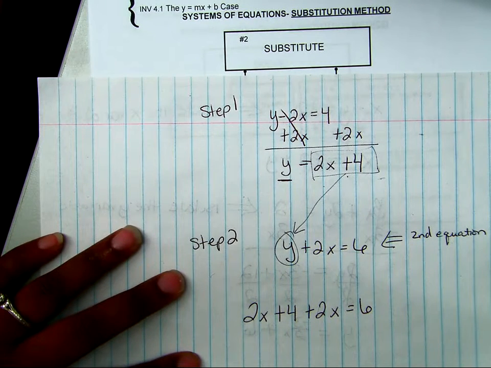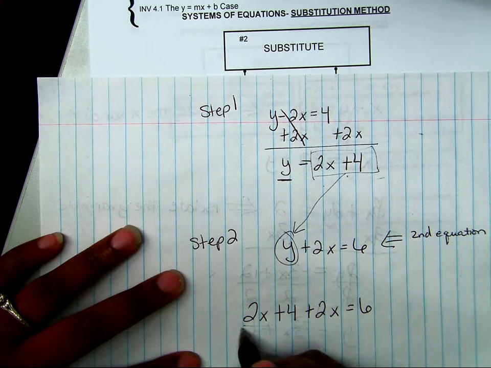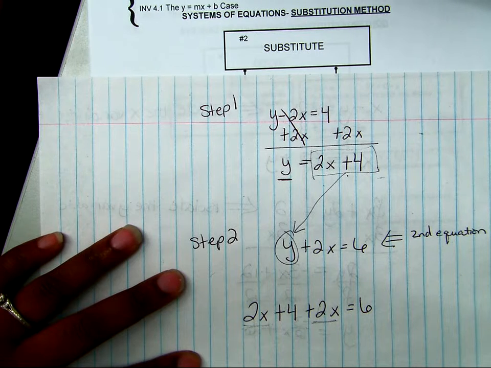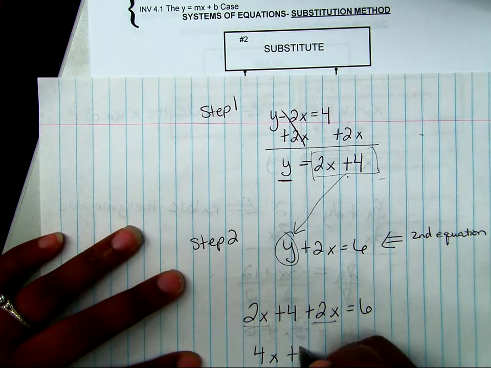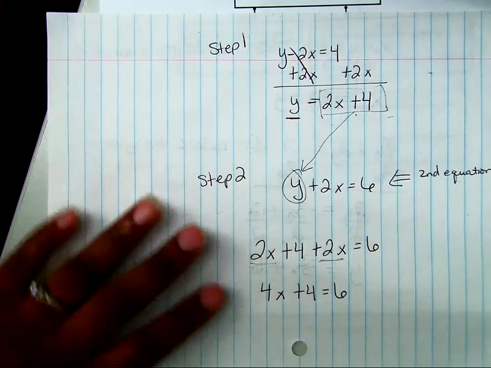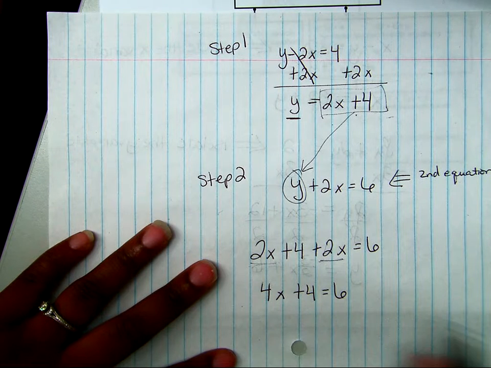So now I'm going to remember my steps for solving an equation. Can I distribute? No, there's nothing to distribute. Can I combine? Well, I have a 2x here and a 2x here. I could put those together. How many total x's do I have now? 4x plus 4 equals 6. Okay? Can I combine anything else? No. So let's try the rewind stage.